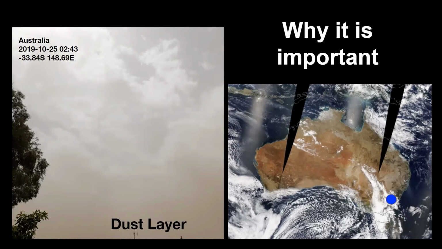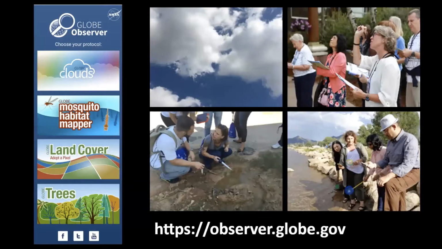Also from satellite data, you can see sometimes the storm, but you can't actually see where it started from. So when you use the Globe Observer app to report your observations, it also tracks the latitude and longitude, or your location. The Globe Observer app is free and available for anybody.